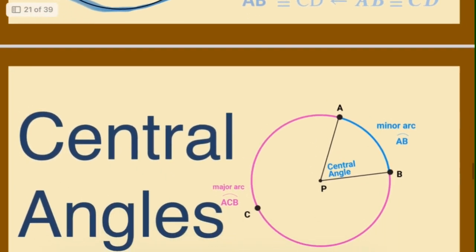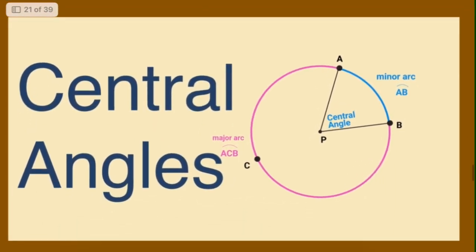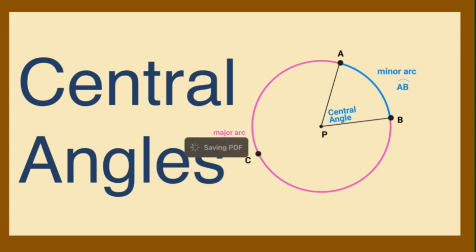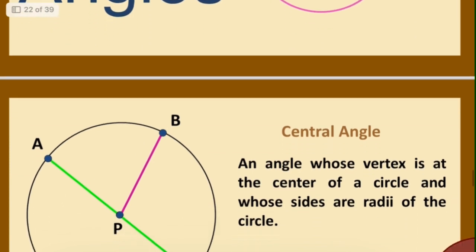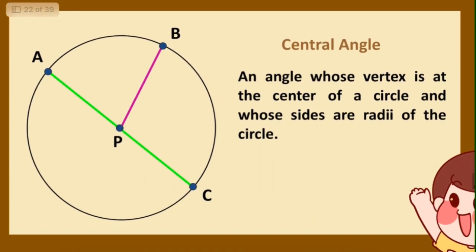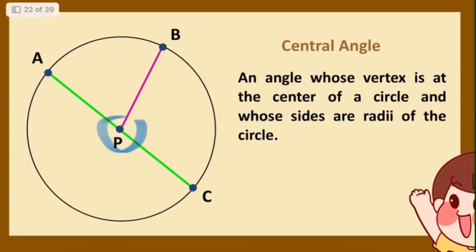Now let's go with central angles. Again, we have established already what central angles are and their relationship with their minor arcs. Always remember, a central angle is an angle whose vertex is at the center of a circle and whose sides are the radii of the circle. So basically, PB is a radius, PA is a radius, same with PC. That's why radii, because it's in plural form.